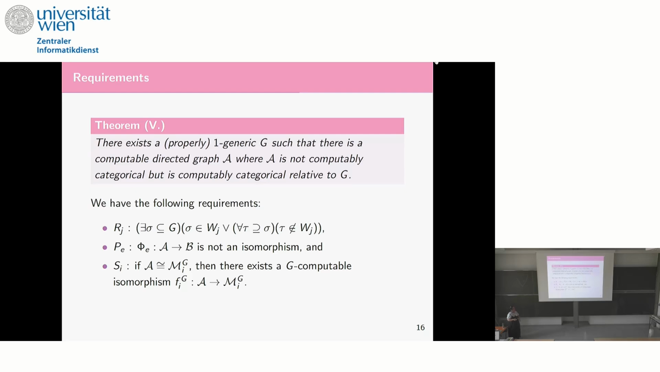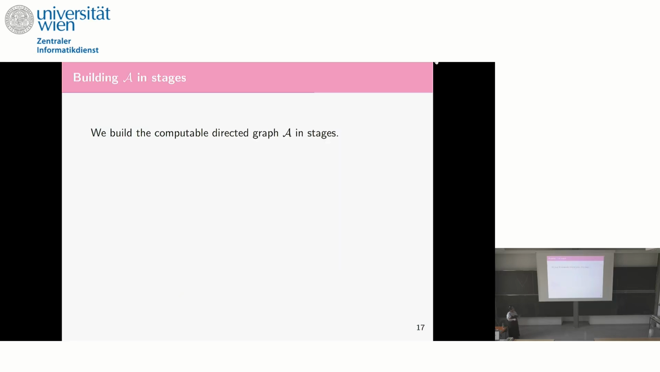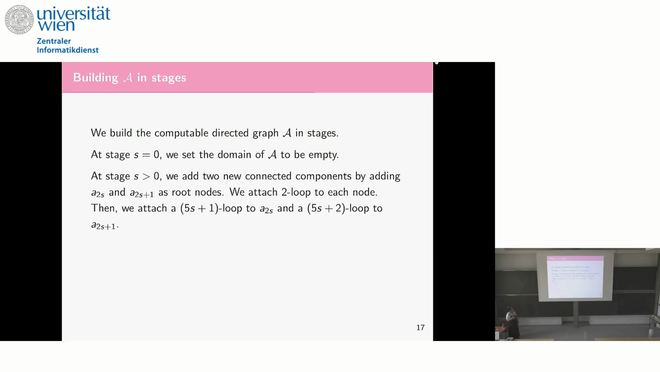And then I'll talk a little about what happens when you do both of them at the same time with the one generic requirement, and the issues and how you can solve them. We're going to build the computable directed graph A in stages. At stage 0, you have an empty graph. And then at stage s greater than 0, you're going to add two new connected components in this way. You're going to have a node labeled a_{2s}, and another node labeled a_{2s+1}. Is that big enough? I can make it bigger if you want.